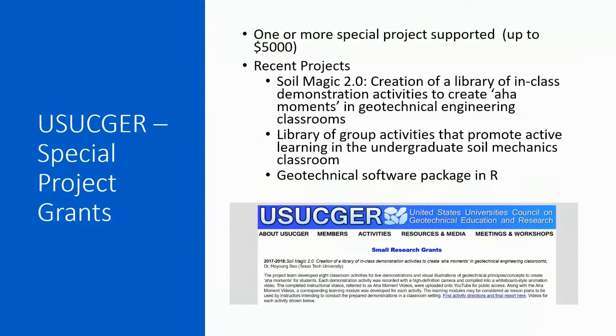The USucGER Special Projects Grants are available to people from USucGER member institutions. The projects must support the USucGER mission to further geotechnical education and research. One or more special projects of up to $5,000 in value are funded most years and cover project expenses, including student salaries, materials and supplies, and other direct expenses. Faculty and PI salaries aren't allowed as part of these special projects grants.